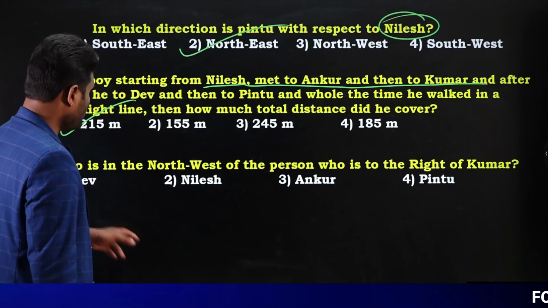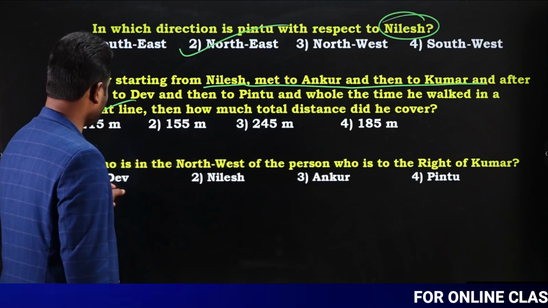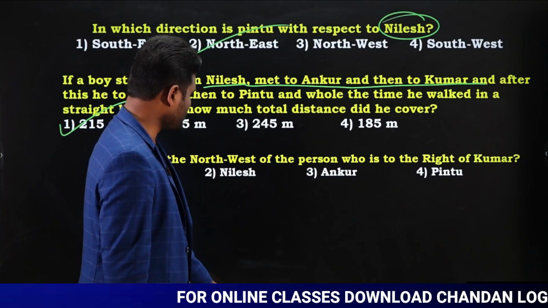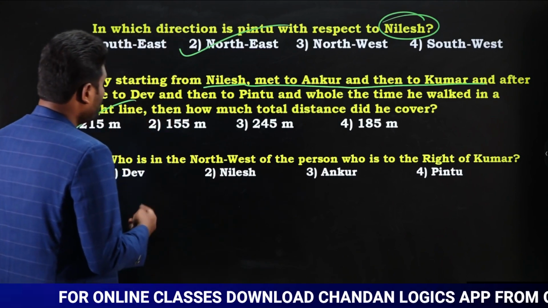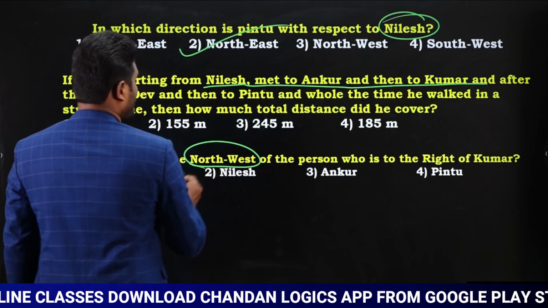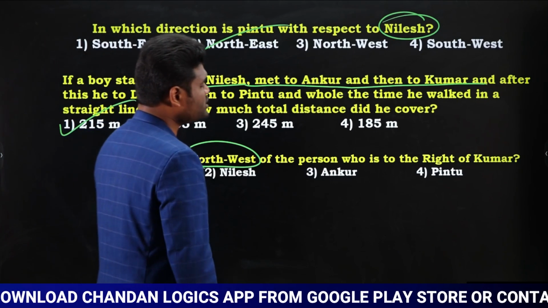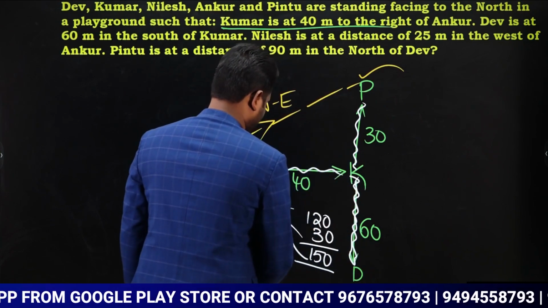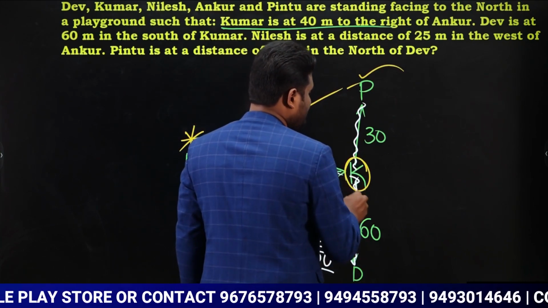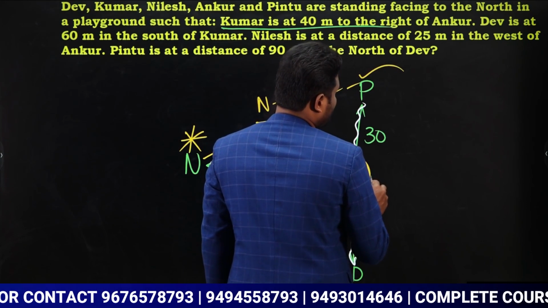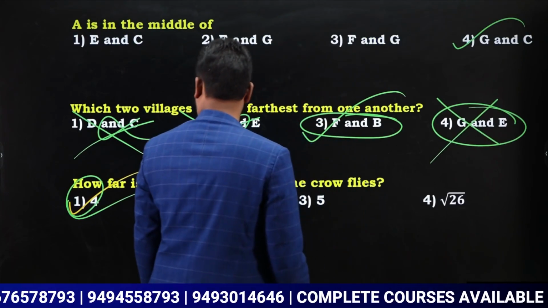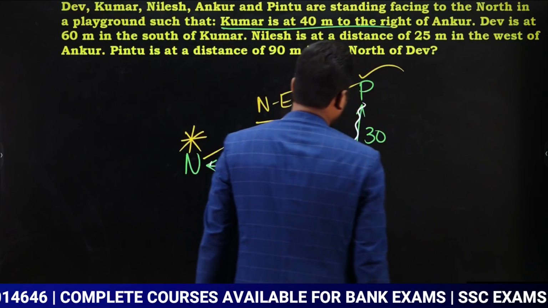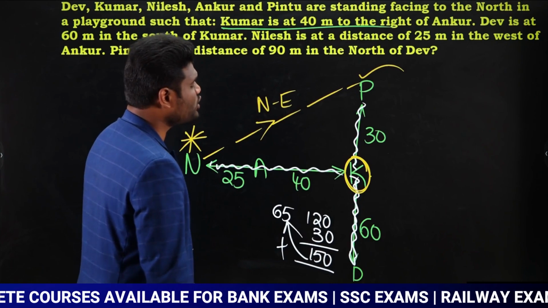Who is to the northwest of the person who is to the right of Kumar? The question is saying, who is to the northwest of the person who is to the right of Kumar? Look here, who is to the right of Kumar? Actually this is Kumar.